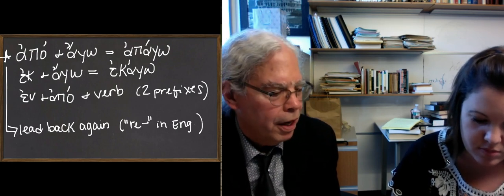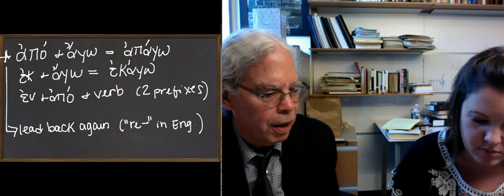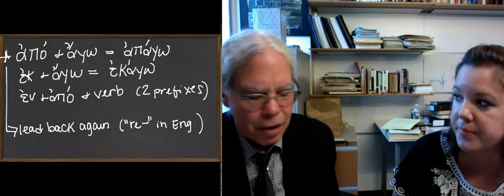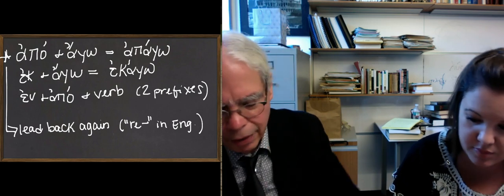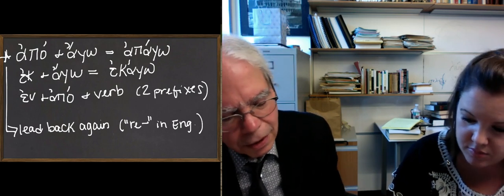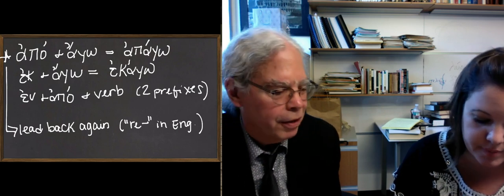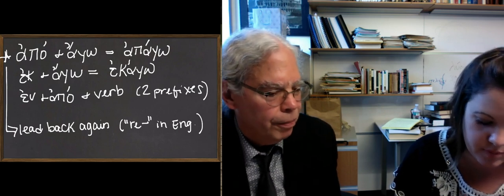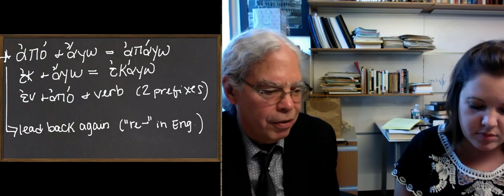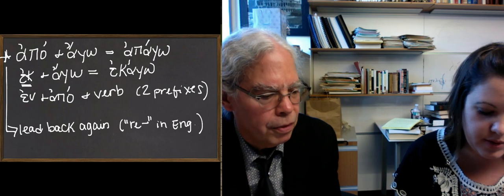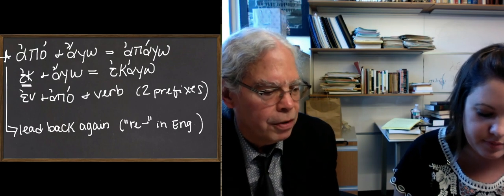So the book, now that you've learned apo and ek and en and peri as prepositions, is going to teach you what they mean when they're compounded with verbs. For example, in this lesson they tell you that apo means away from. They've left out that it also means back, but you can add that in. That's not especially challenging or informative.